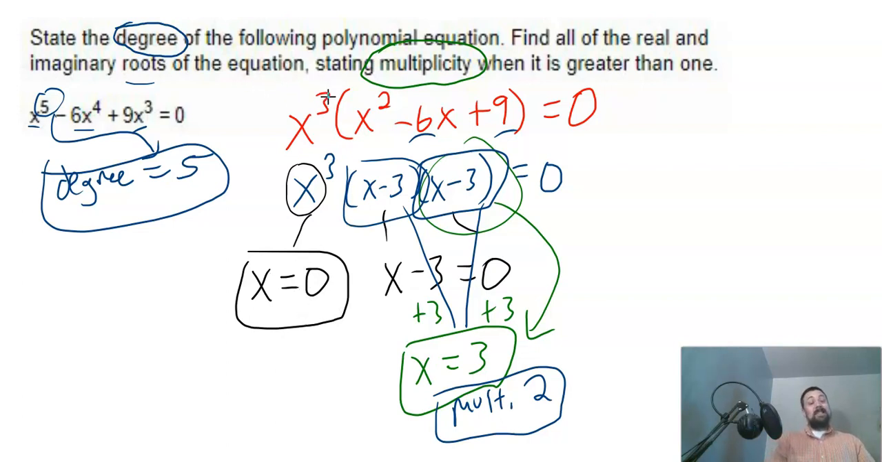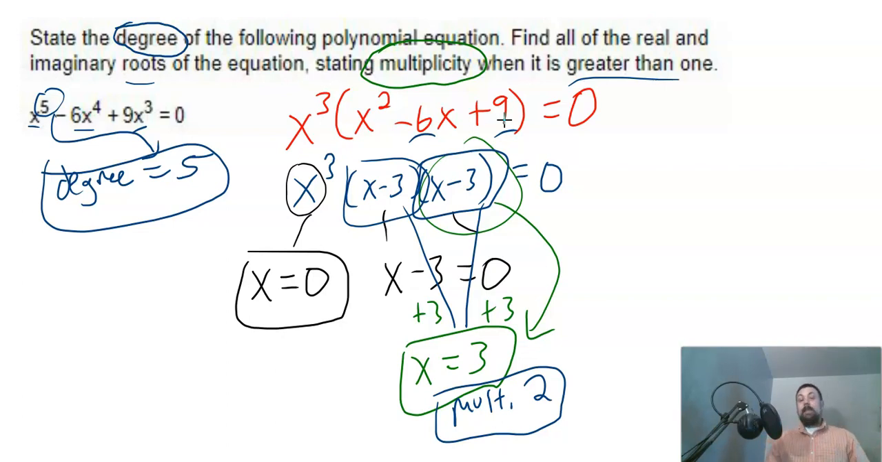Now, the directions say state the multiplicity when it's greater than 1. So if the multiplicity is just 1, meaning you're just getting the answer once, you don't have to state that the multiplicity is 1. You just leave it blank, and it's implied that if the multiplicity is not stated, then it's just 1, meaning the answer just occurs one time.